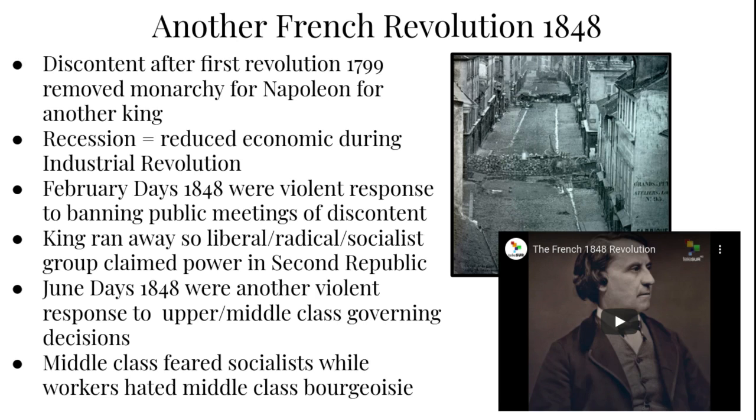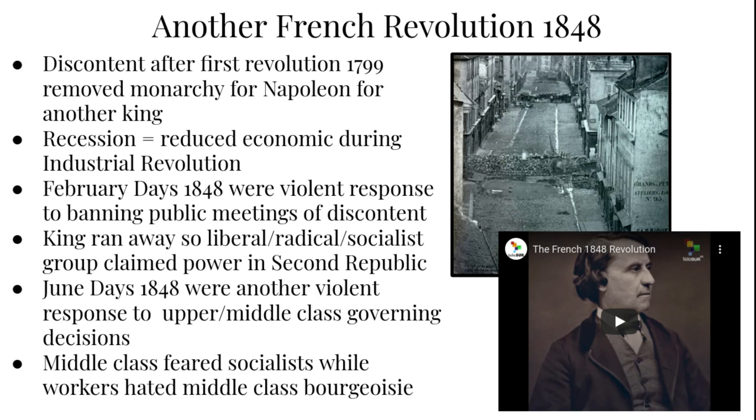There was also a recession economically because so much money had been spent by previous kings and the revolution had caused a lot of property destruction. Although the profits made during the industrial era had helped soften the recession blow just a little bit, all of this bubbled into the February days of 1848, which was a violent reaction when public meetings were banned to keep people from reorganizing into another revolution. It got so violent that the King of France, remember the original revolution was supposed to get rid of kings, but it didn't really, this king ran away to save himself.